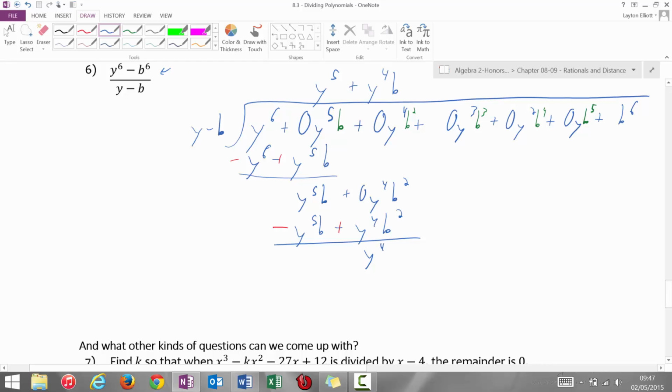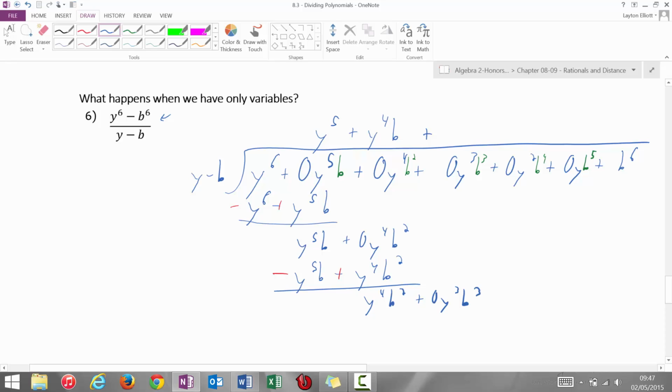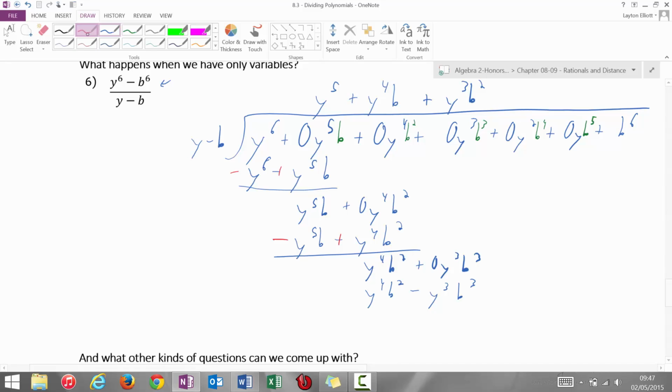Let's try to shrink this down. y to the 4th b squared plus 0y to the 3rd b to the 3rd. This has to be plus. To multiply by y, it'd have to be y to the 3rd b squared. So then I go y to the 4th b squared minus y to the 3rd b to the 3rd. Once again, change your signs, minus plus. You can see a pattern's happening here, but we're just going to finish it out.